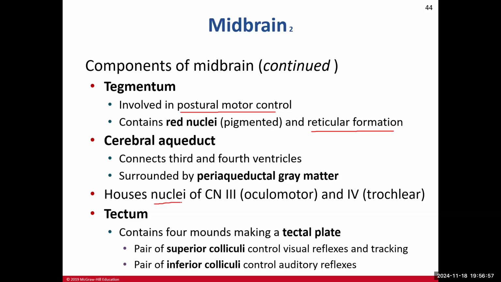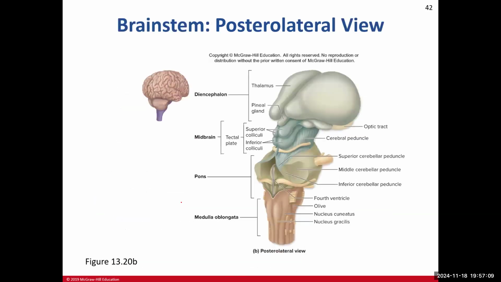And then the tectum. When we were labeling in lab, these ball-like structures of the midbrain sit on the back. It's easier to just show you a picture. You can see right here these 4 bumps, 1, 2, 3, and 4. The top 2 bumps are called the superior colliculi. The bottom 2 bumps are called the inferior colliculi. When we look at all 4 of them, they form this structure called the tectal plate, also known as the tectum.